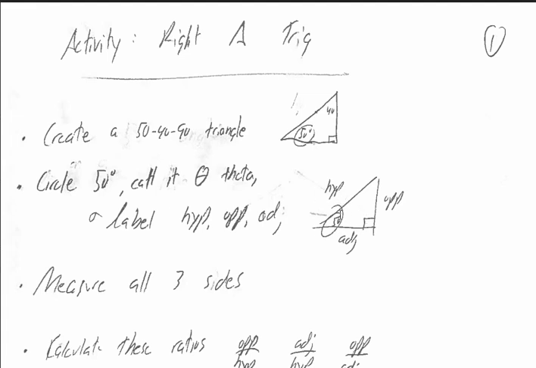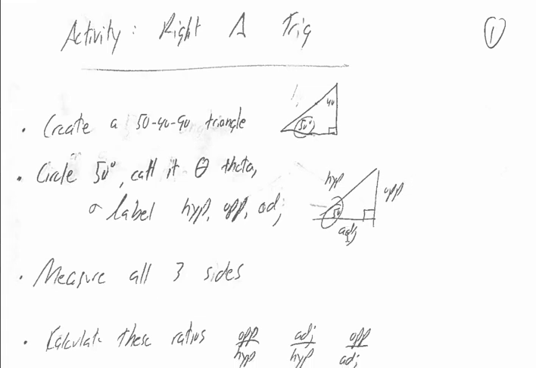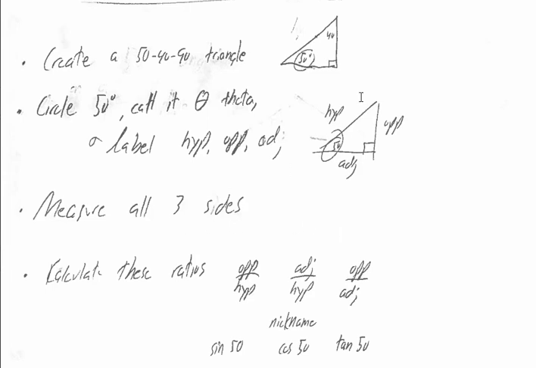We're going to call it theta, and then label the hypotenuse side of the right triangle, the opposite leg, and the adjacent leg. And then have everybody measure all three sides. Now, hopefully everyone's three sides are going to be different just across the board. However, there is something that's going to be the same, namely the ratios.